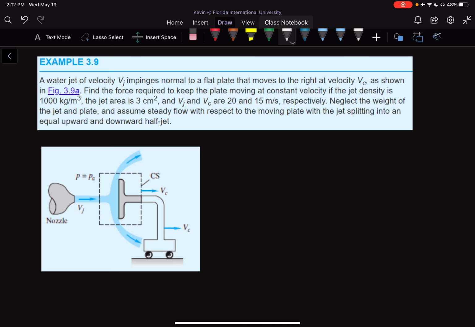Now, it says, find the force required to keep the plate moving at a constant velocity if the jet density is 1,000 kilograms per meter cubed, the jet area is 3 centimeters squared, and Vj and Vc are 20 and 15 meters per second respectively. Neglect the weight of the jet and the plate and assume steady flow with respect to the moving plate with the jet splitting into an equal upward and downward half jet.